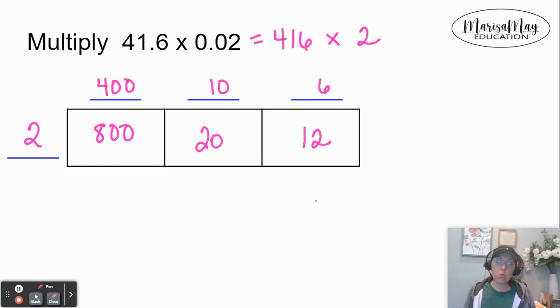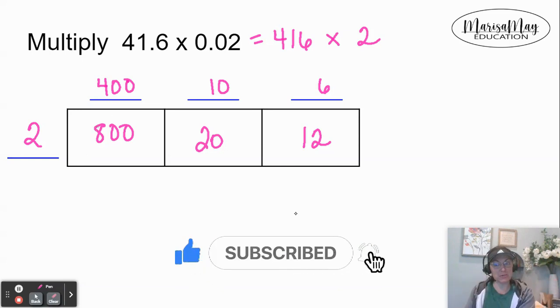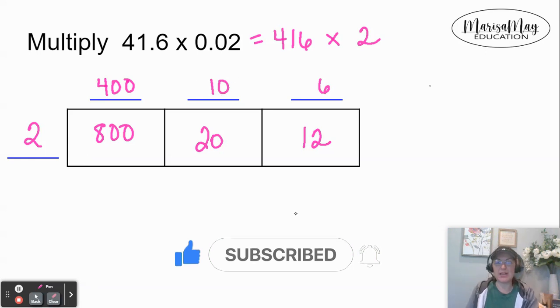If you're wondering why we do it this way, sometimes, especially with students early on in their multiplication experience, we want them to do multiplication that's very easy for them. And anything that ends in a 0 is easier multiplication, because think about 2 times 400. You really do 2 times 4 and then put 2 zeros on the end. 2 times 10, you do 2 times 1 and put a 0 on the end.